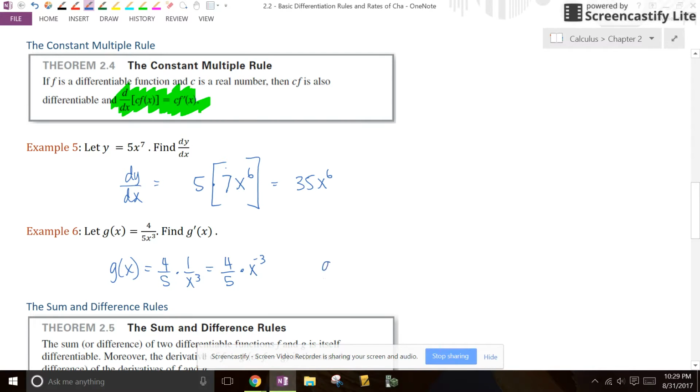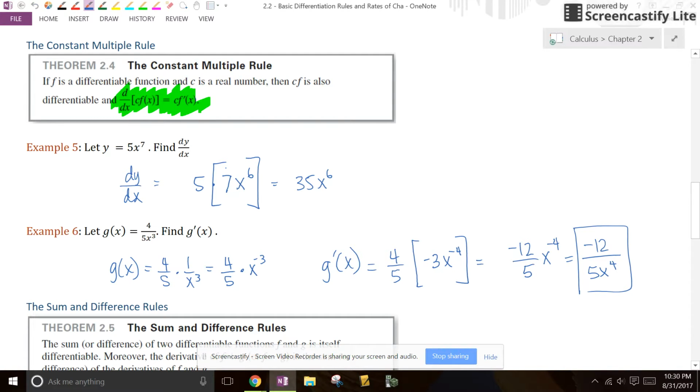Now, if I'm going to go ahead and take g prime of that, I'm going to take 4/5 out front, and then the derivative of this, which was -3x to the -4. There's the derivative of x to the -3, using the power rule. And now just multiply it all together. So I know it's -12/5 x to the -4th. That means move it to the bottom. So -12 over 5 x to the 4th. And there is your constant multiple rule. Multiply the derivative with the constant out front.